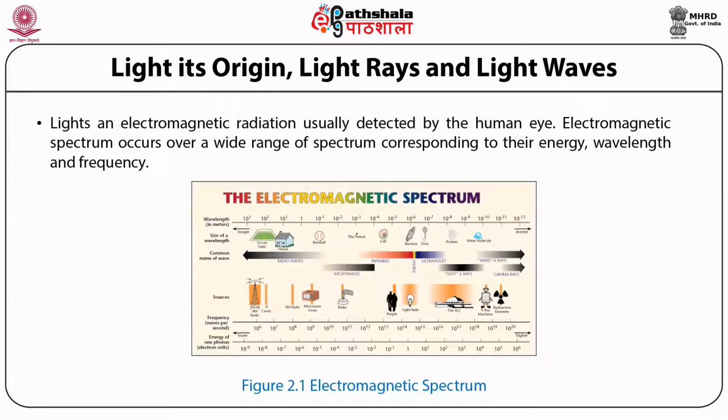The electromagnetic spectrum occurs over a wide range corresponding to energy, wavelength and frequency. The kind of this electromagnetic spectrum you can see here is shown in the given figure. In this spectrum, we talk about the gamma rays, the X-rays, the ultraviolet rays, the visible light, the infrared rays, the microwaves and the radio waves.